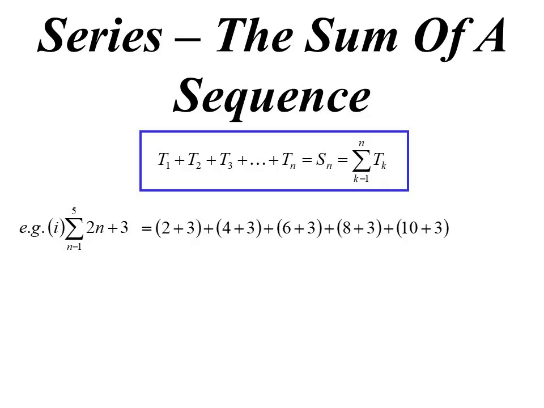All right, if I did write them all out, well the first one's going to be 2 plus 3, next one 4 plus 3, and so on, and we get a total of 45. Not a very efficient way of finding the sum, but of course you can do it that way.